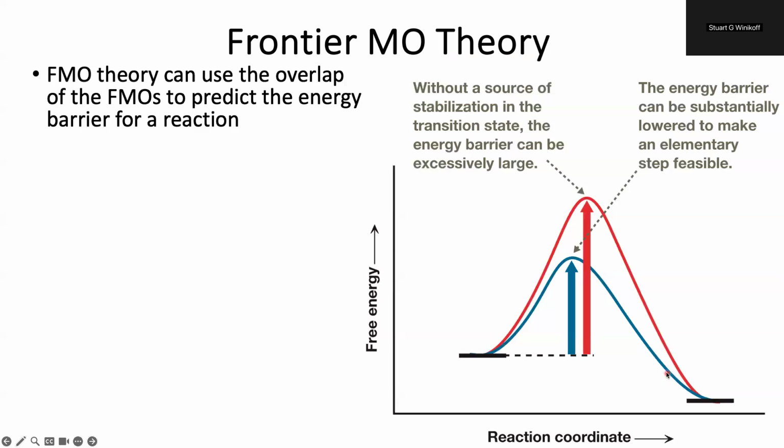So again, the real focus of frontier molecular orbital theory isn't going to be saying whether or not the products are favorable or unfavorable. It's whether I can literally move from one to the other.